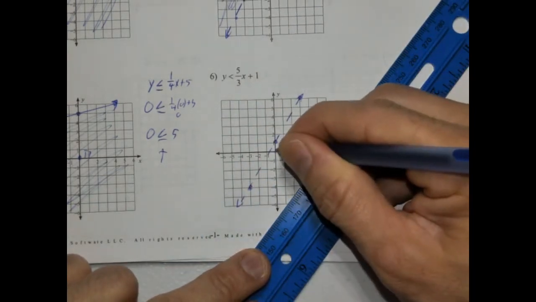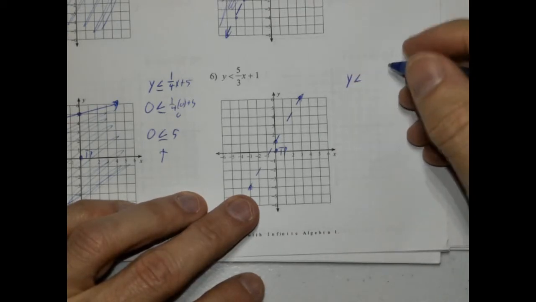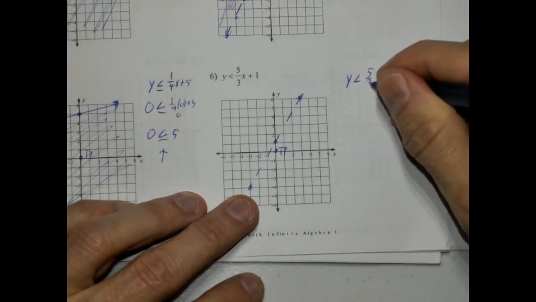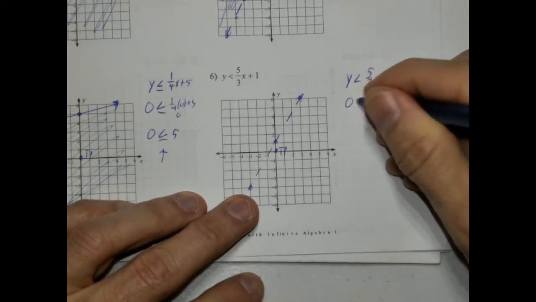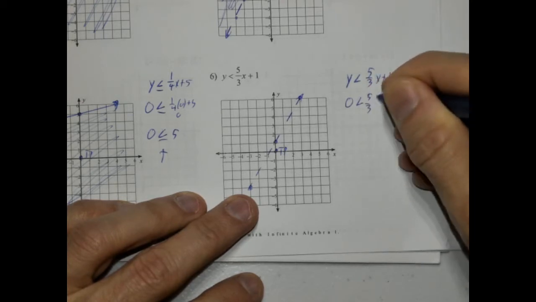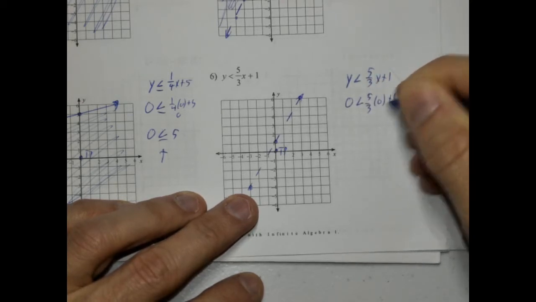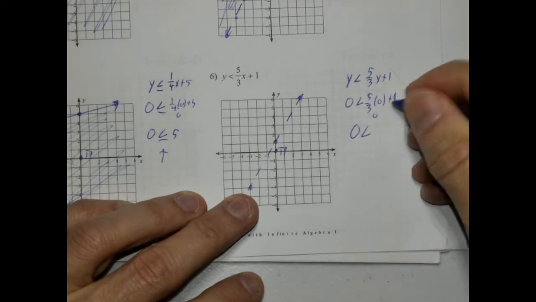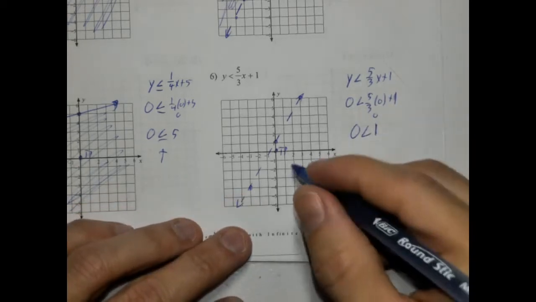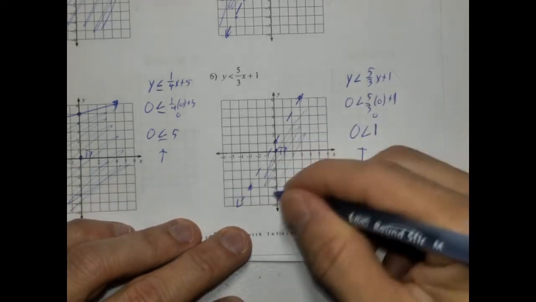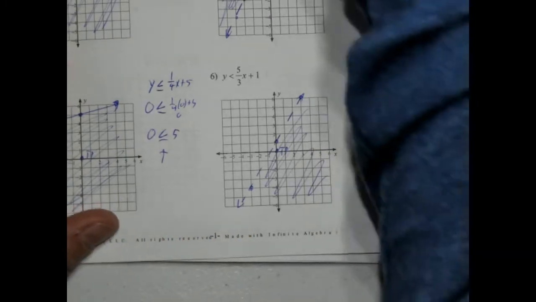Let's see our test point. So y is less than 5/3 x plus 1. 0 is less than 5/3 times 0 plus 1. 0 is less than 0 plus 1, which is 1. 0 is less than 1. That is a true statement. So there you go. That's basically how you graph these.